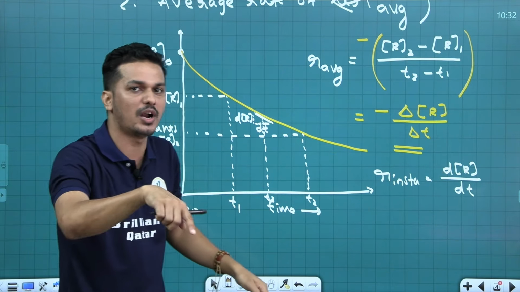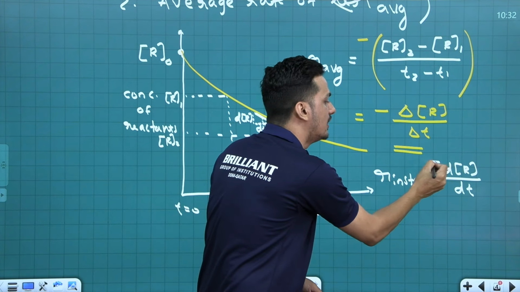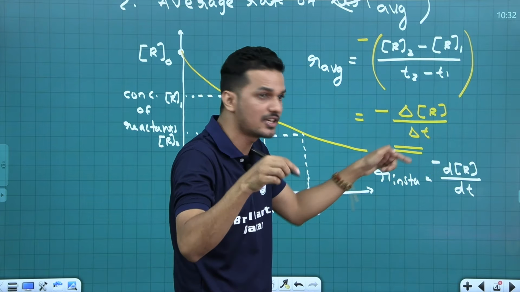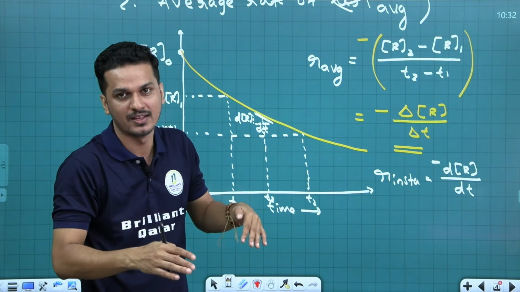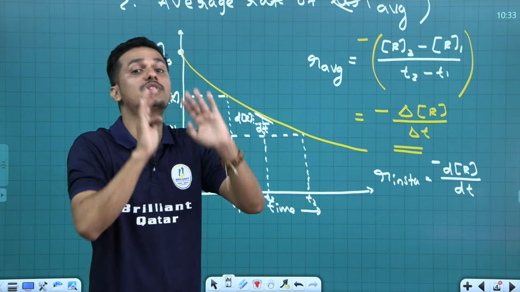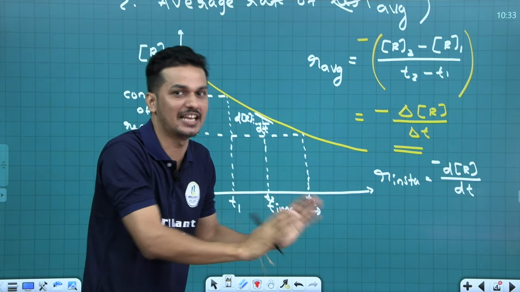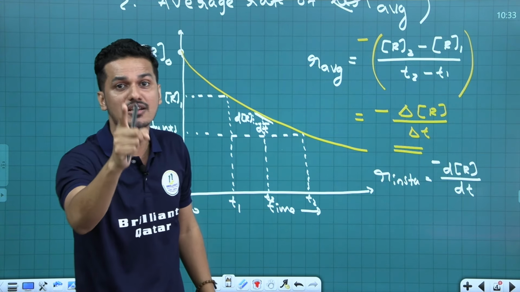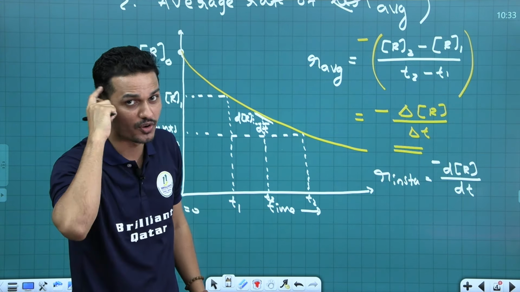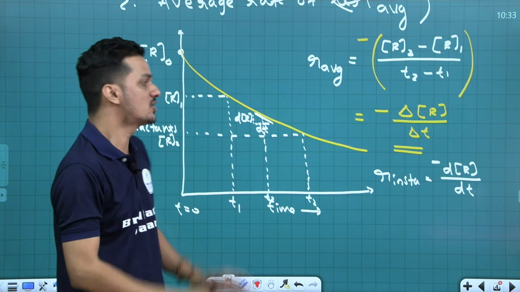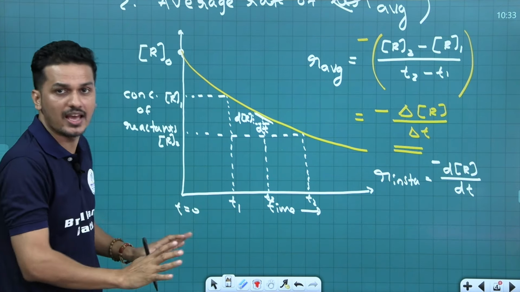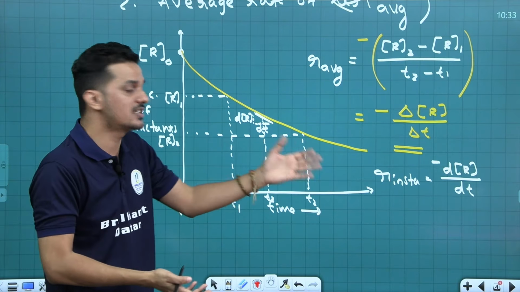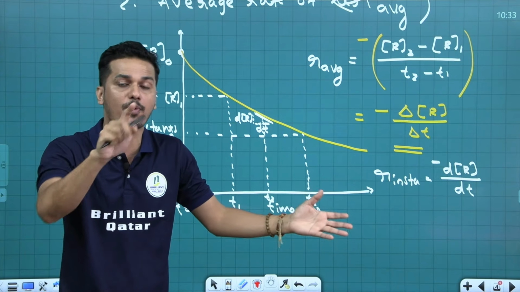To avoid that, what did scientists do? They put one negative in front of that. That negative represents a decrease in concentration. So if you are representing the rate of reaction using reactants, we have to put a negative there. That negative represents a decrease in concentration. Don't forget it. Okay, idea clear, right? So then in the same way we can express the R average as well as R insta in terms of product also.